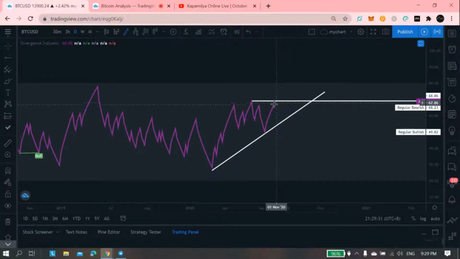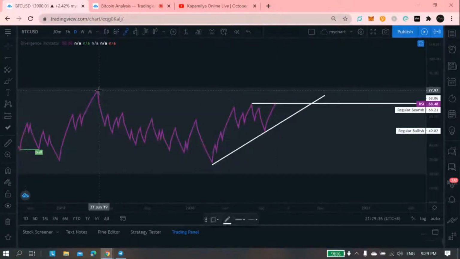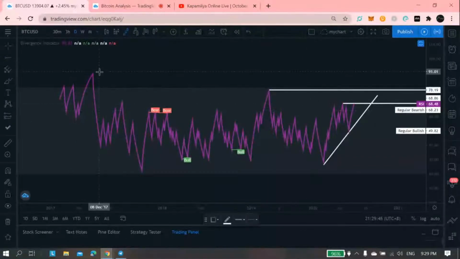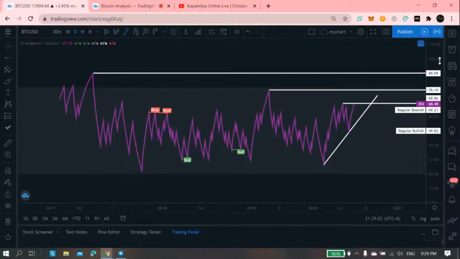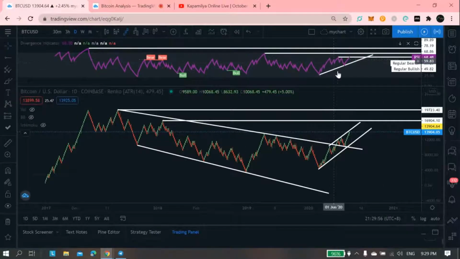So if it breaks that area, of course it will retest the previous 28 area. And breaking that area could possibly retest the around 90 area. So the divergence indicator is still going up, and Renko is bullish on Bitcoin. And of course, over the long term, for me, I'm still bullish.